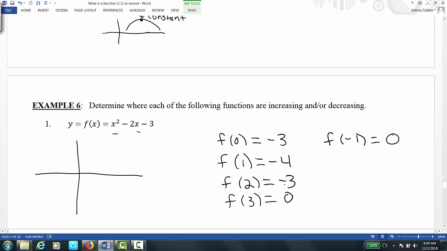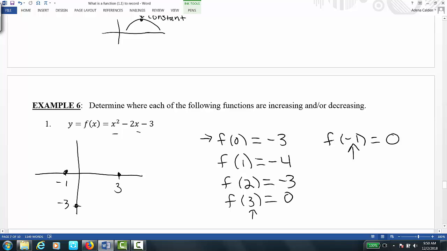So we have a function, and squared functions take on a shape that's called parabolic. Okay, so it's going to look like a U or an upside down U. It's a parabola. And we know that it's going to cross through at x equals negative 1, and x equals 3. Those are intercepts. So at negative 1 and at 3, we have our intercepts. And then here, we also have a vertical intercept at negative 3. So when x equals 0, we're going to cross through at negative 3.